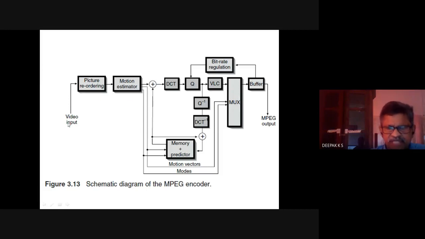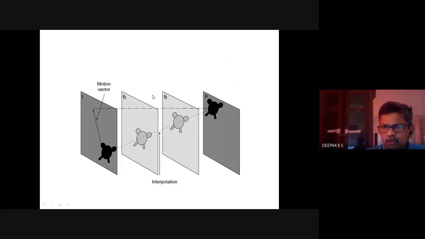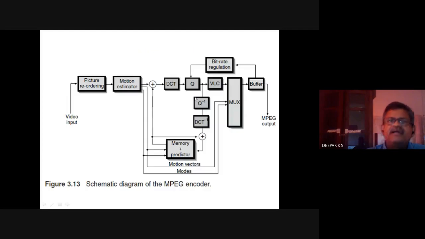So actually we have a video input and we have picture ordering as required for IPB pictures, and there is something called motion estimation, and we get motion vectors. We are not going into the details of this. This is a block. Inside it we look at the movement here, exploiting the movement, and we will find only the varying portion here, and other things are the same. DCT is the same as in JPEG. Then quantization, then variable length coding. This is a multiplexer for many channels. Then here there is a bit rate regulation. We will see it later.